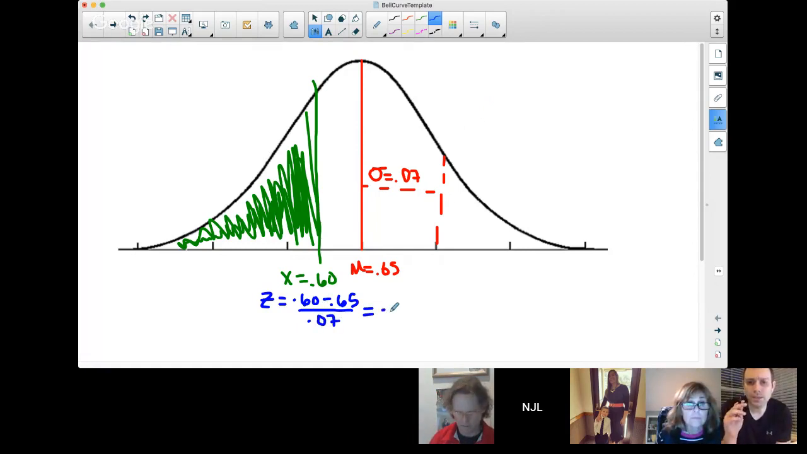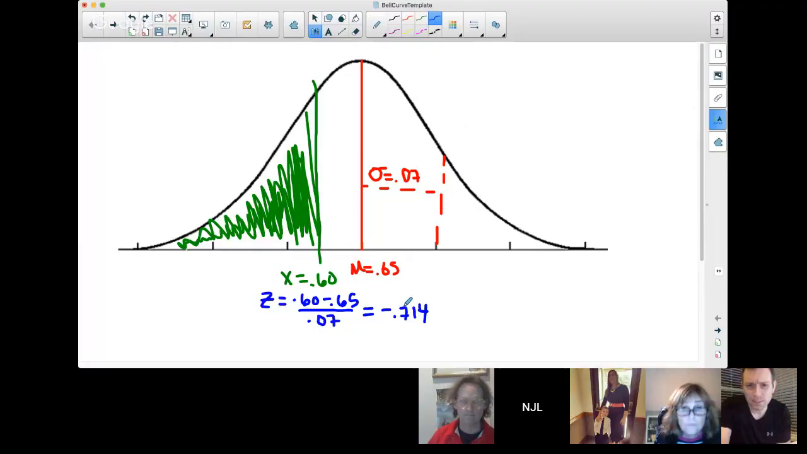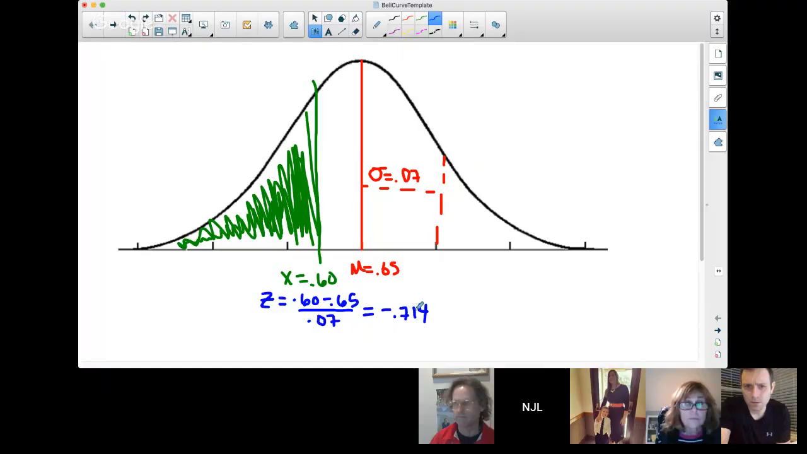Can I ask one question? Looking at your chart, would it not be the 0.6? Wouldn't it be on the other side of that line? 0.6 is less than 0.65, so it's got to be to the left. Oh, sorry, the mean. I was looking at the mean. Sorry, you're right. Okay. Yep, makes perfect sense.